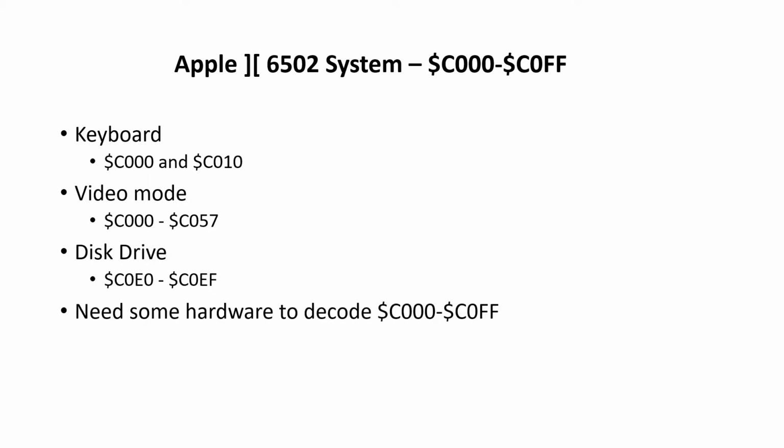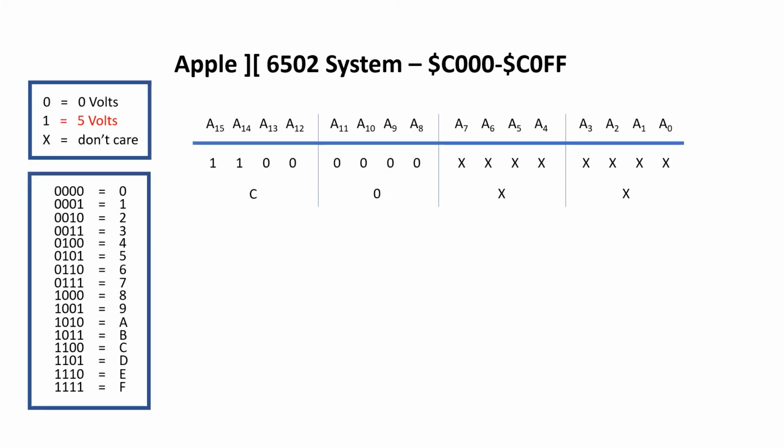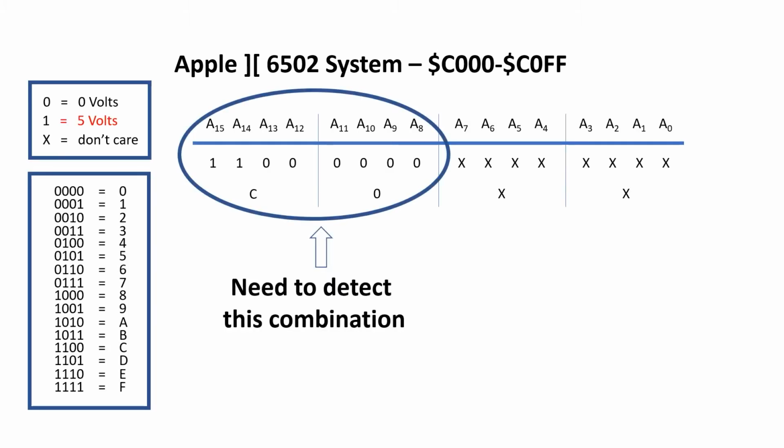And so what we need is some special hardware to decode addresses between C1000 and C0FF and tell the Arduino to take control. What we really want is a circuit that can detect this combination of ones and zeros in the upper lines of the address bus. Specifically, when A15 and A14 are both at 5 volts, and A8 through A13 are all at 0 volts.